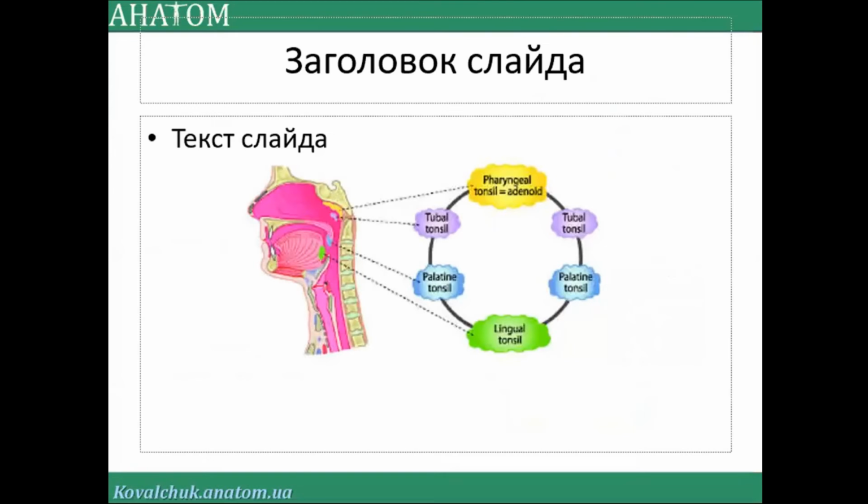And in the digestive system, connect with the respiratory system region, nasal cavity and oral cavity, and together a very important moment, it's the pharyngeal, lingual, palatine, and tubal tonsils. You know, pharyngeal tonsils, it's adenoids.